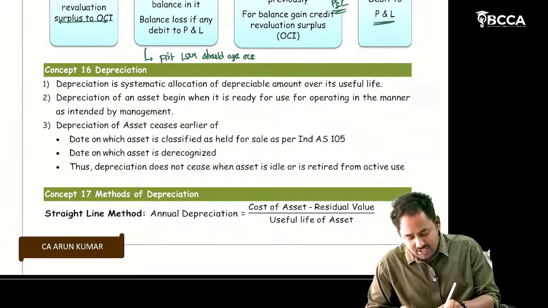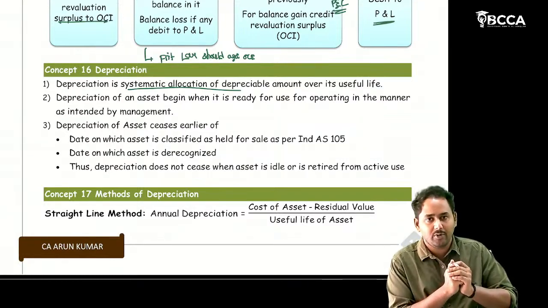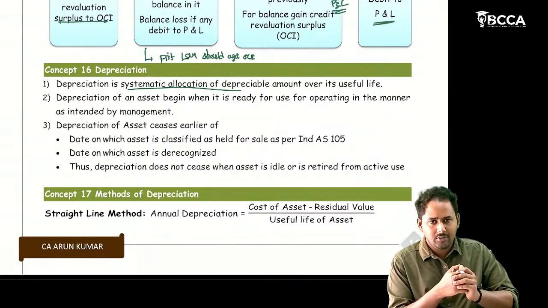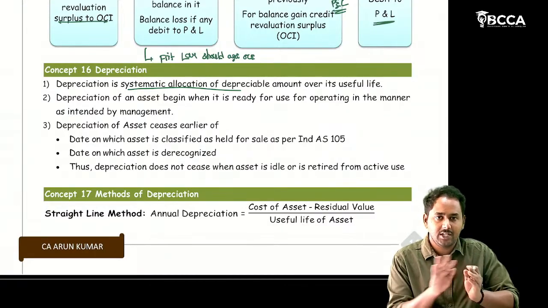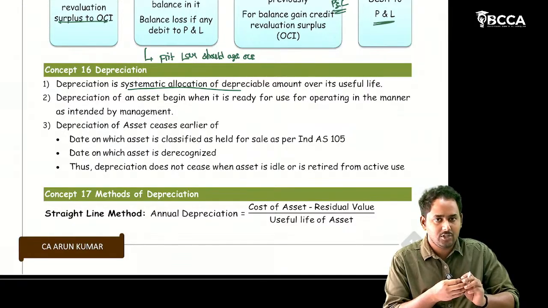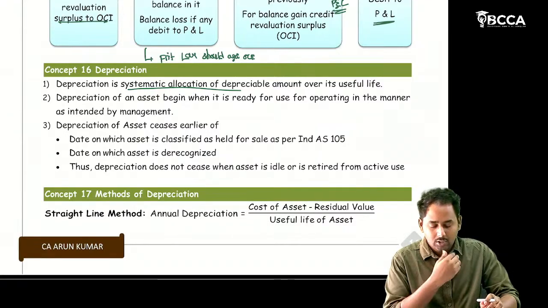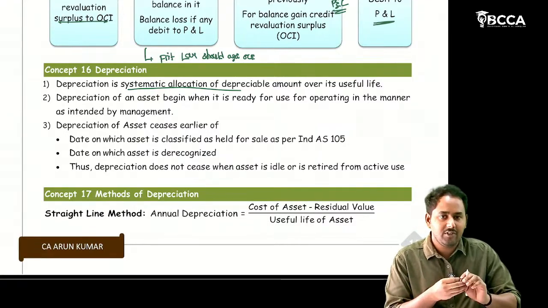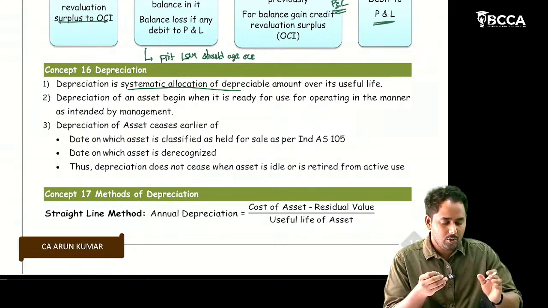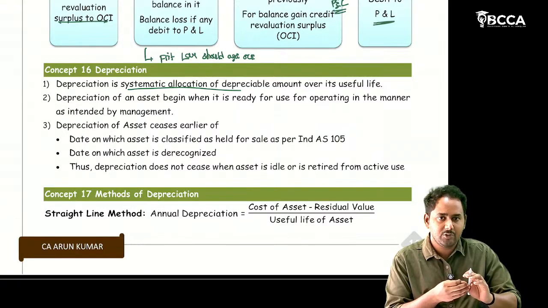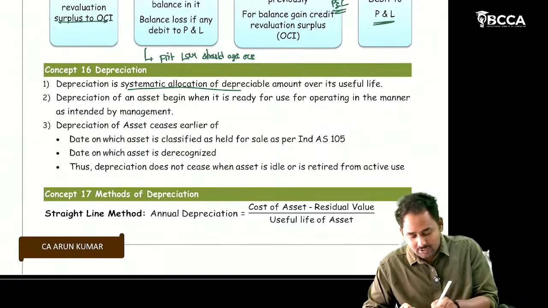So depreciation is a systematic allocation of the depreciable amount over its useful life. So every year we need to set aside some portion of the profits for buying the new asset in the future. That is called depreciation. Because by using this machinery, I am going to generate the revenue. As per the matching concept, whatever expenses are incurred to generate this revenue should be transferred to P&L. So some part of the cost of the asset should be transferred to P&L as an expense. That is called depreciation.